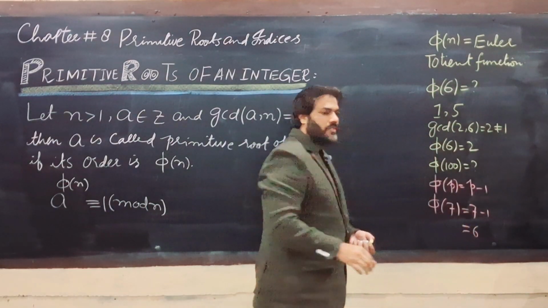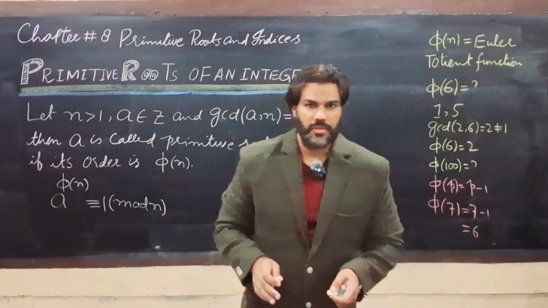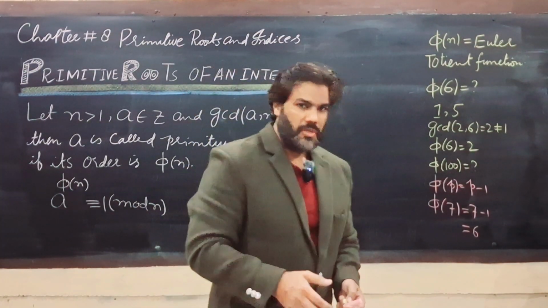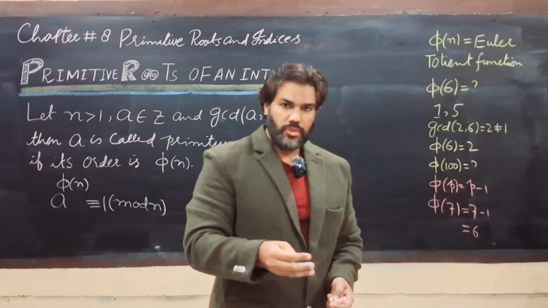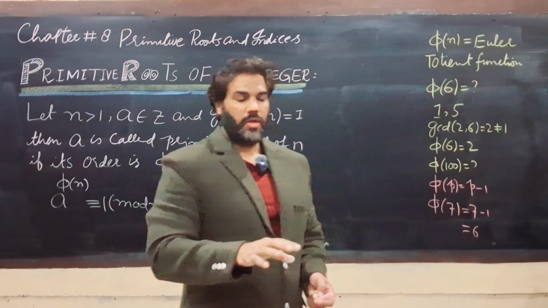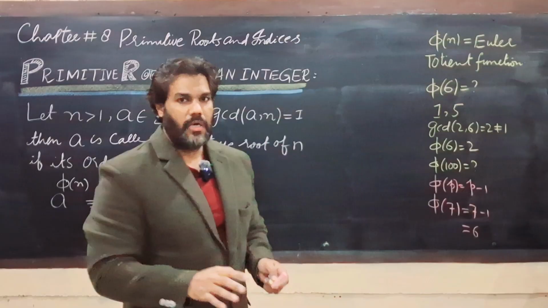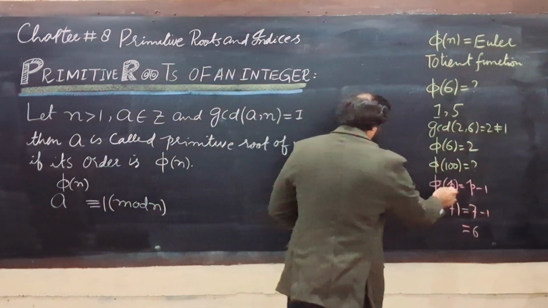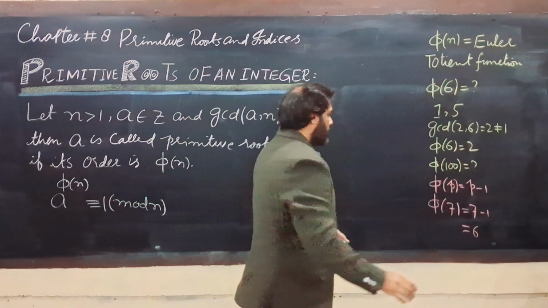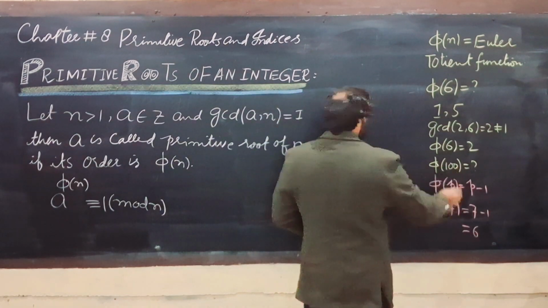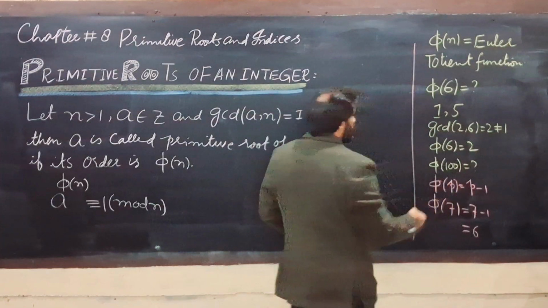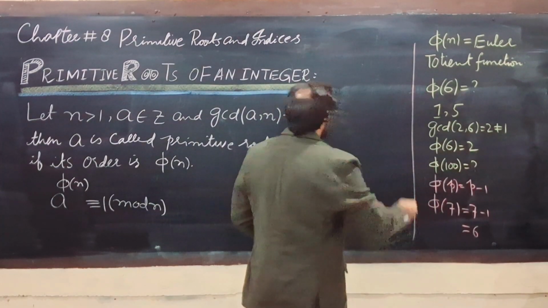This shows that there are 6 integers which are relatively prime to 7, and all these integers are less than 7. That is, 1, 2, 3, 4, 5 and 6. So all the integers from 1 to 6 are always relatively prime to 7. So this formula holds for any prime p. But in case your number is a composite number, then how will you calculate it?